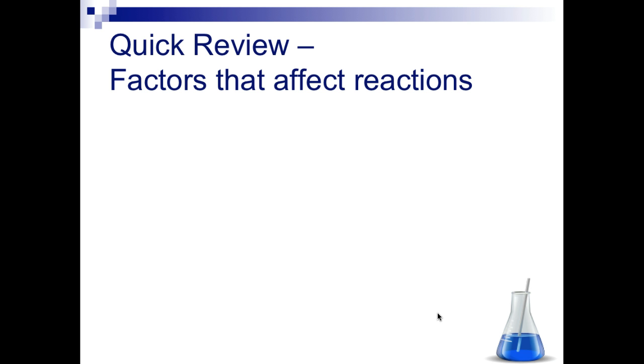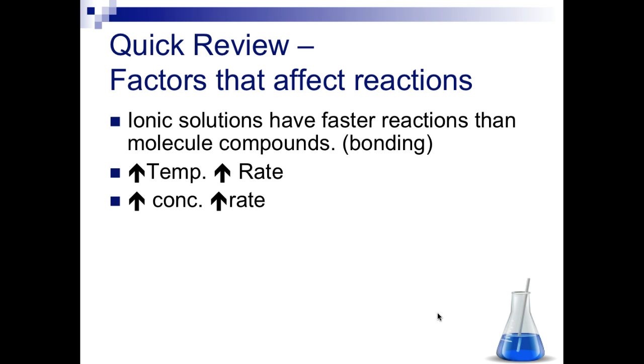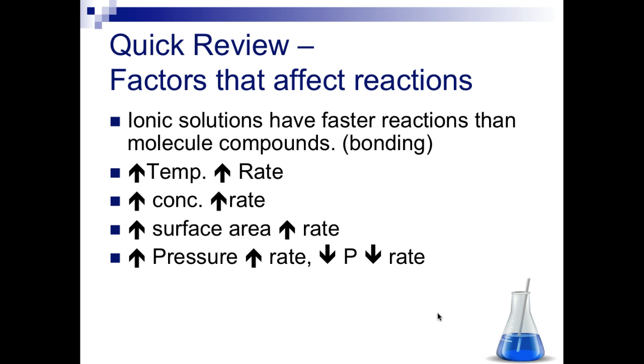So let's look at a quick review. Factors that affect reactions. Ionic solutions have faster reactions than molecular compounds. So we're talking about bonding. If the temperature increases, the rate's going to increase. If the concentration increases, the rate's going to increase. If the surface area increases, the rate's going to increase. If the pressure increases, the rate's going to increase. If the pressure decreases, the rate's going to decrease. And catalysts speed up reactions.